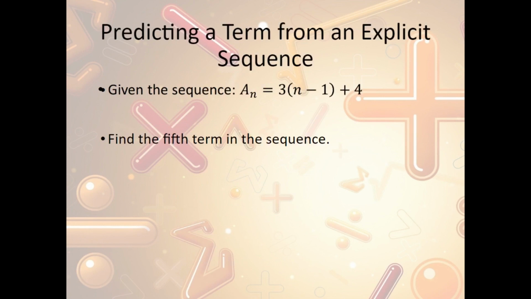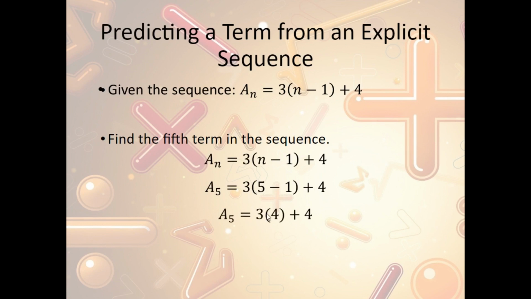Now let's take a look at this one. We're given that a_n is equal to 3 times (n minus 1) plus 4, and we want the 5th term. So 3 is our common difference, 4 is our first term, and we want the 5th term. So we're just going to plug 5 in for n. This becomes a_5 is equal to 3 times (5 minus 1) plus 4. Now we just solve it. 5 minus 1 is 4. So we're left with 3 times 4 plus 4. Well, 3 times 4 is 12, plus 4 is 16. So the fifth term in that sequence would be 16.